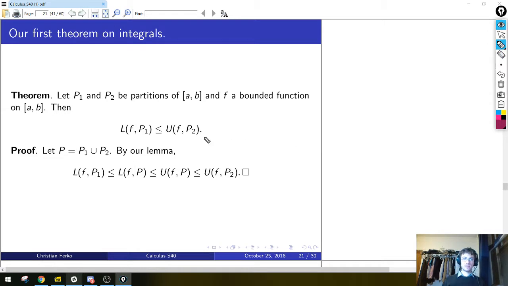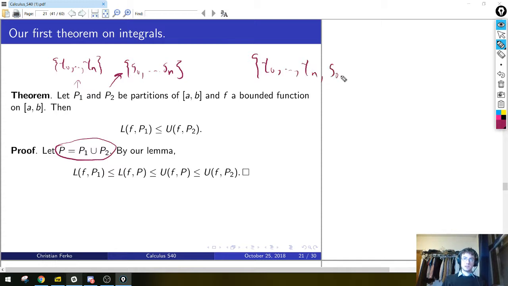Well, it's very simple. You first make a new partition by just putting all of the points in P1 and P2 together. You take their union, right? So if P1 was T0 up to Tn, you got a bunch of points. P2 was maybe S0 up to Sn. I just say take the union of all of those. You take all of the T's and all of the S's.